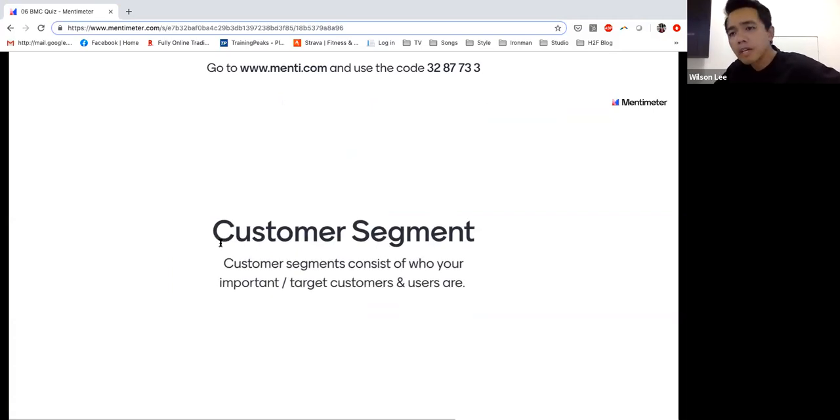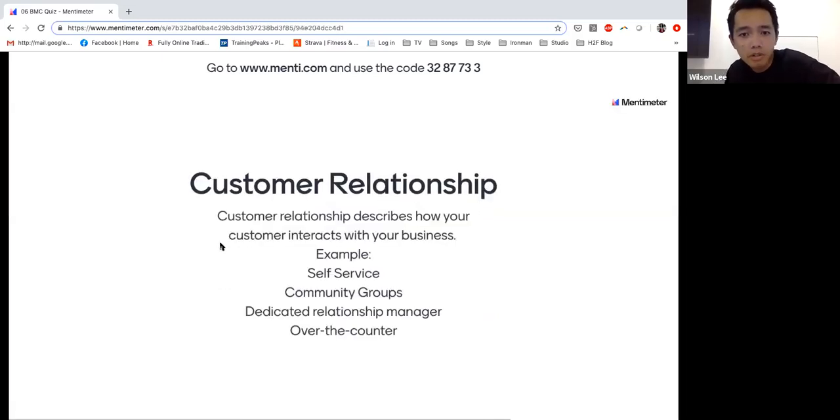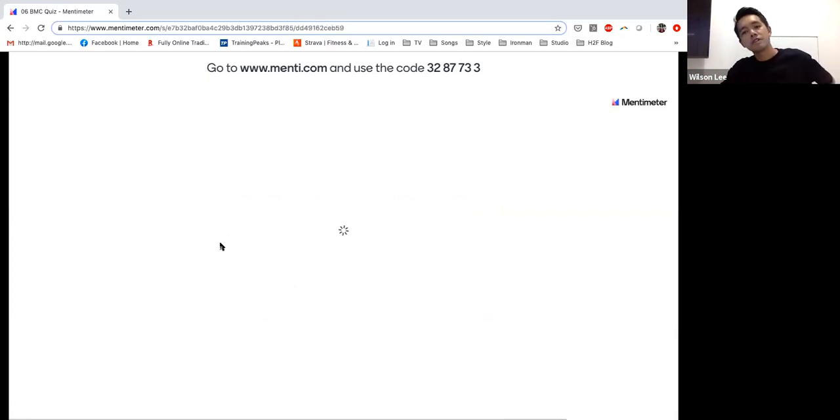So again, segment, quite straightforward. I think most of you would get it: it's about who your important target customers are, the demographic that they come from, or whatever personas they are represented by. On the relationship side, it describes how you actually interact with the business. So is this like a self-service business model where you don't really have personal interaction, or is it a business model where you create community groups around, or you actually have a very personalized service with a dedicated relationship manager, or more of an over-the-counter, somewhere in between that. So it really depends on how you plan your business around serving your customers.